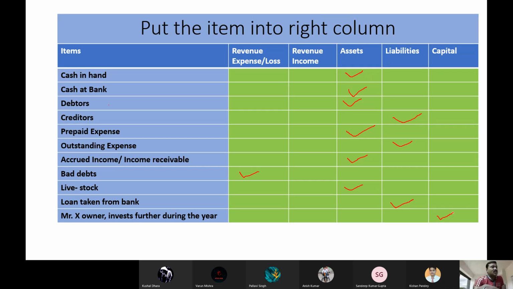So I hope this is clear. In this question and this slide, there is no revenue income. Okay.